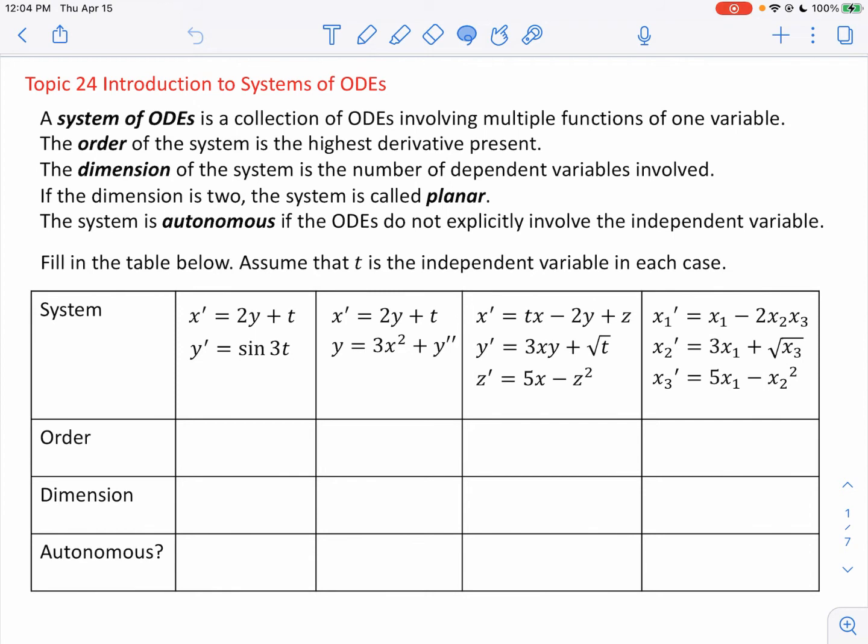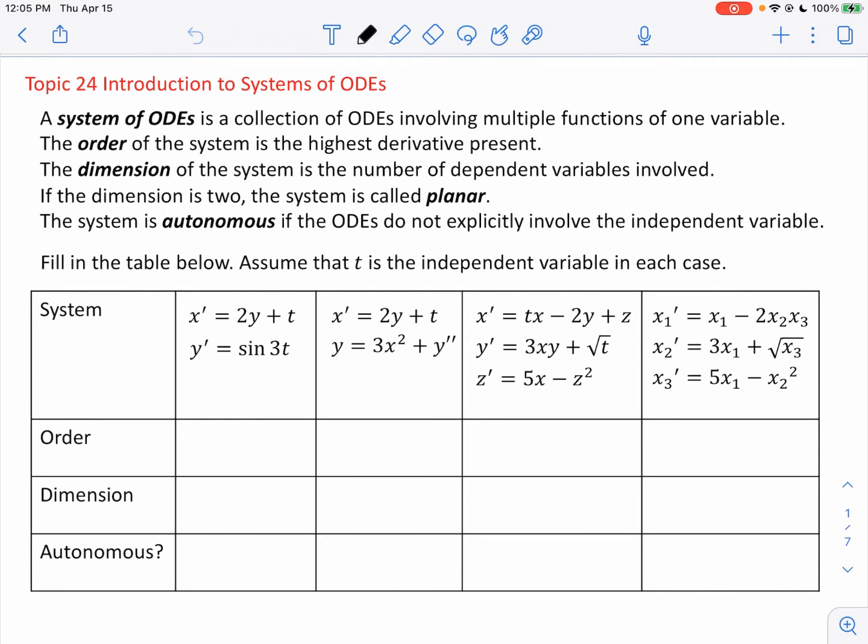The dimension of the system is the number of dependent variables involved, or you can say the number of functions involved. If the dimension is 2, we call the system planar. And finally, the system is autonomous if the ODEs do not explicitly involve the independent variable. So we're going to fill in the table below. Assume that t is the independent variable in each case.